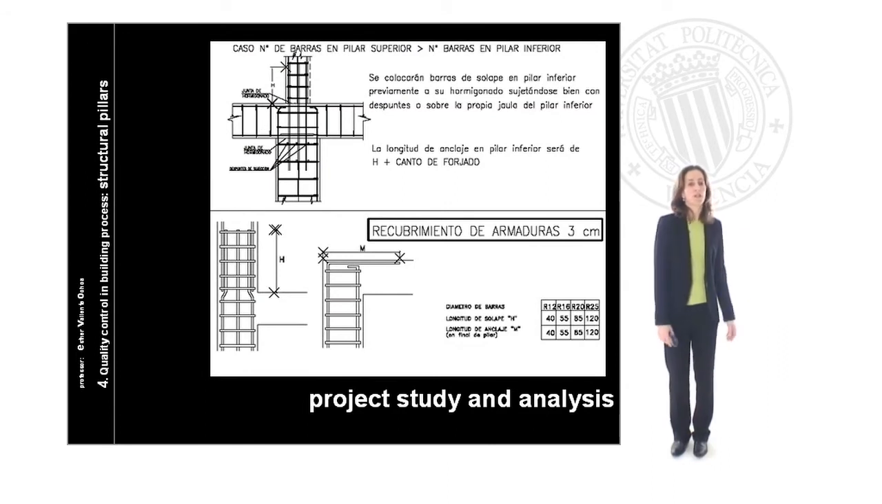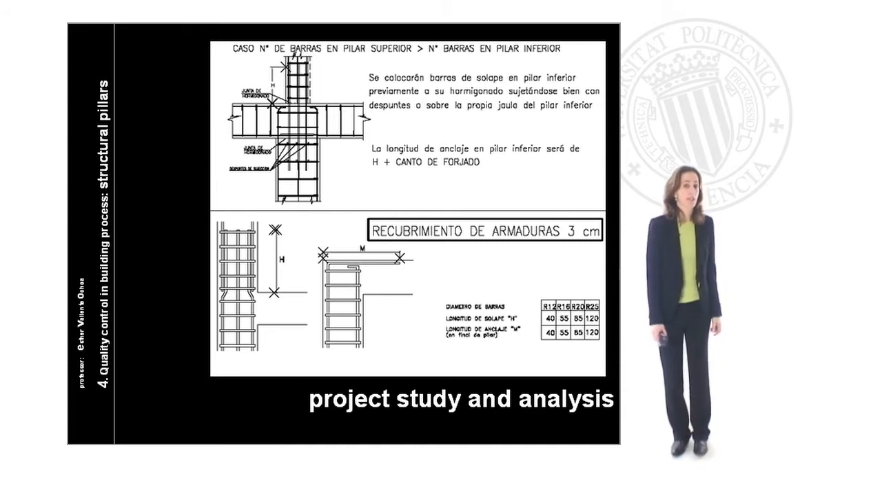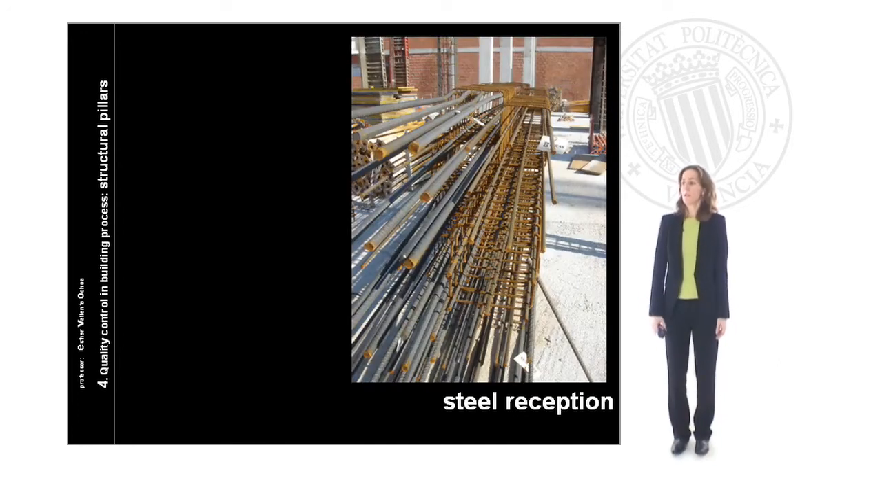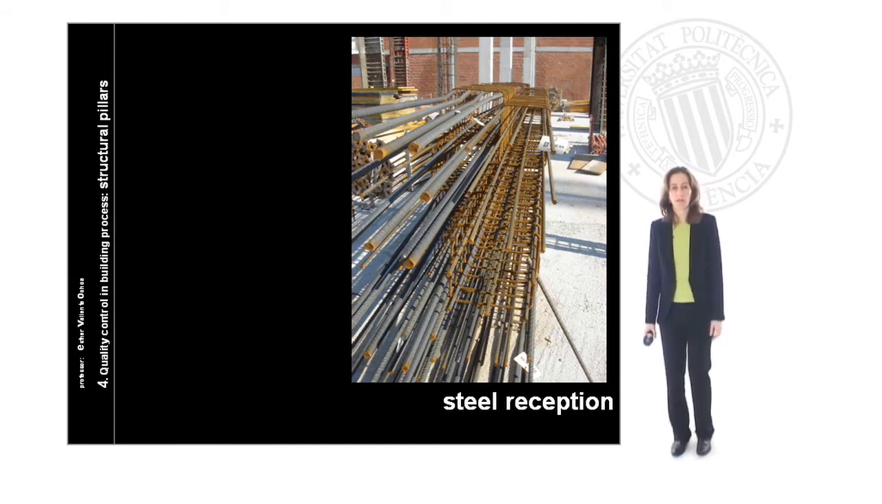First of all, we are going to study the details and analyze the project in the parts where we are looking for details specified for our unit, in this case, the structural pillars. We have to be very, very careful about the details of the connection between pillars and the connection between floor and the pillar. The steel reception is the first unit we are going to do during the pillar process.